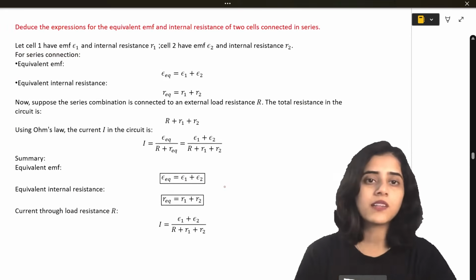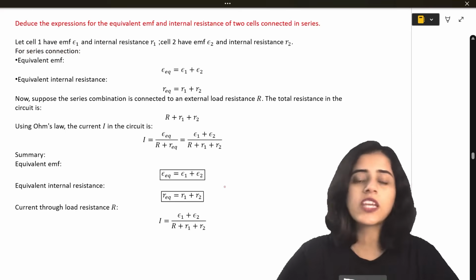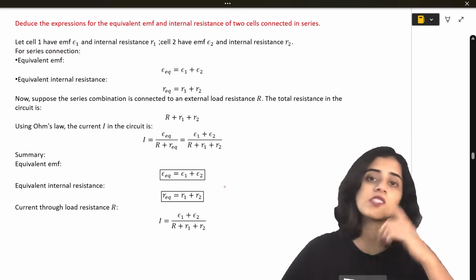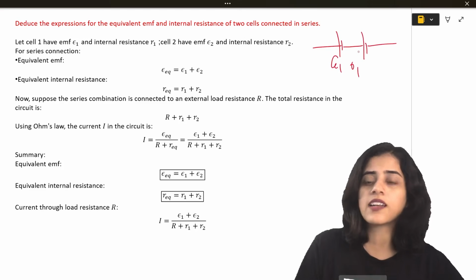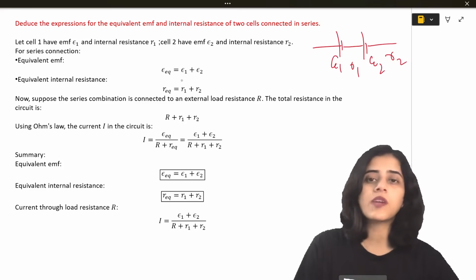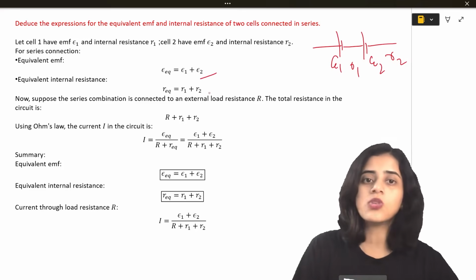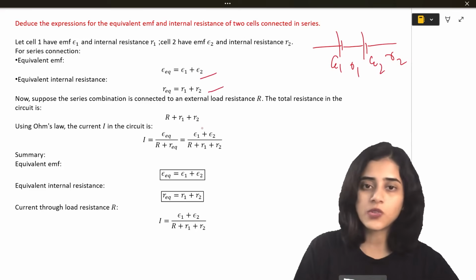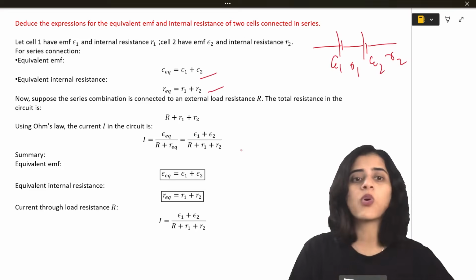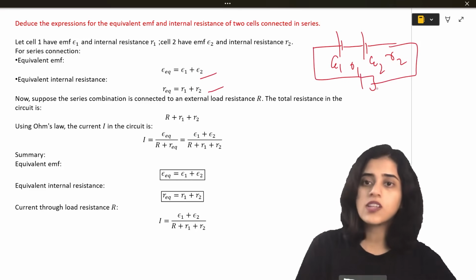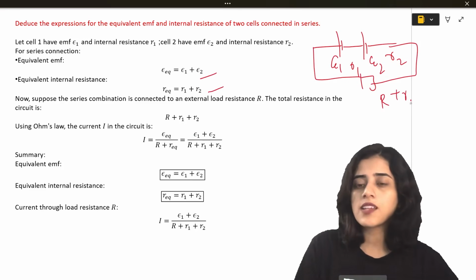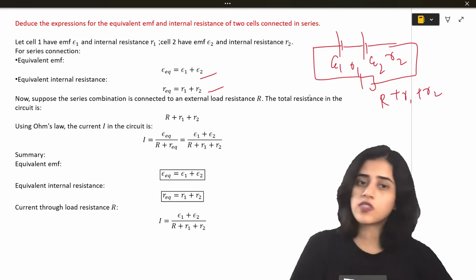Next question. Derive an expression for equivalent EMF and internal resistance of two cells connected in series. So let's say you have two cells connected in series. One has EMF E1 and internal resistance R1. The other has EMF E2 and internal resistance R2. So E equivalent is E1 plus E2, R equivalent is R1 plus R2. So the total resistance of the whole circuit will be how much if it's connected to another resistor R? This is a series circuit. So it will be R plus R1 plus R2.